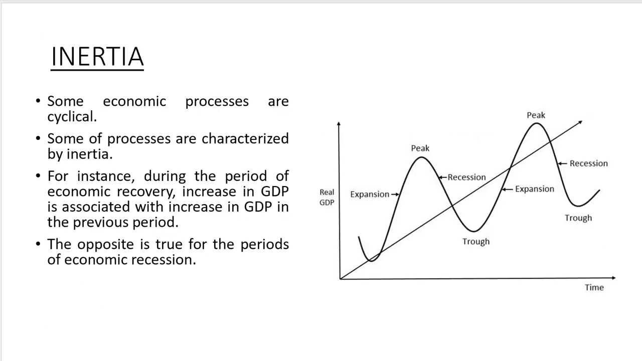Another possible reason is inertia. Some economic processes are cyclical, and some of those are characterized by inertia. For instance, during a period of economic recovery, an increase in the level of GDP is associated with an increase in the level of GDP in the previous period. I mean, we are here at this fragment of the business cycle diagram. Also, the opposite is true for the period of recession. So GDP decreases in this period, it decreased in the previous period, and so on. So, yeah, inertia.